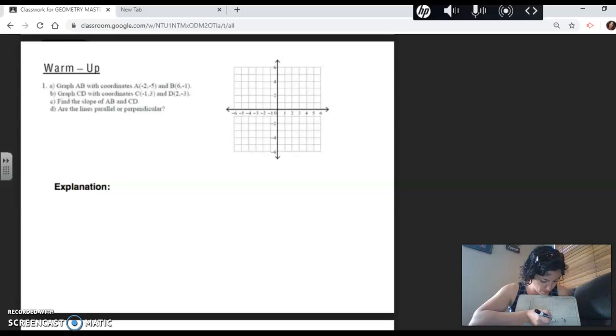Okay, 2, -3. That's D. So I have this line and I have this line, and we want to see if they're parallel or perpendicular or neither.